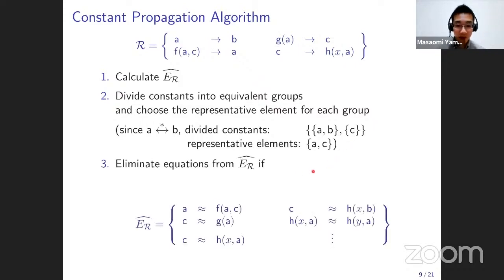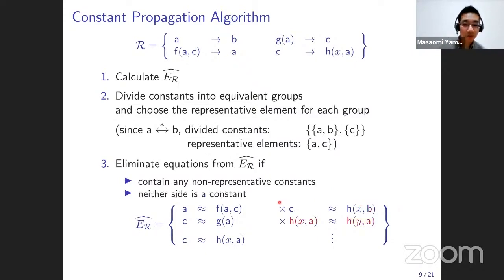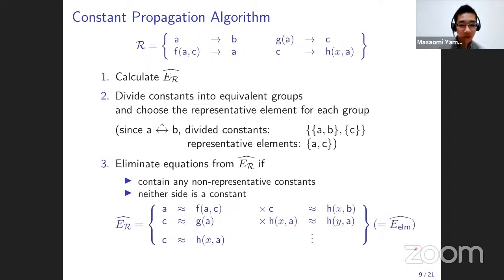And next, remove equations from w.r.t if they contain any non-representative constants. For example, this rule is removed because B is not a representative constant. And remove equations if neither side is a constant. So this rule shown in red is removed. Here we call the obtained equation set E_L. And finally, construct the CPNF table. I will explain this in the next slide.